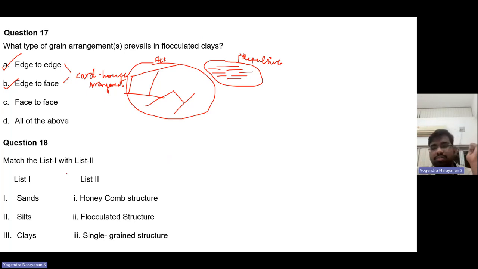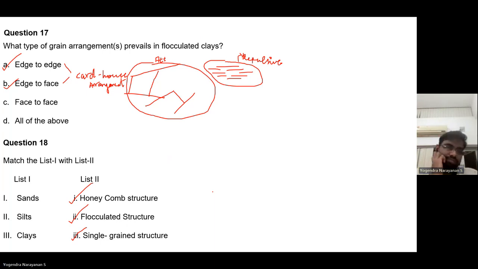Now, moving on to the next question. Match list one with list two. List one depicts the different types of soils, and list two their corresponding structures. Sands obviously is a single grain structure, as we saw earlier. Silts, as I mentioned earlier, is the honeycomb structure. And clays, which we have been discussing for the past two questions, is a flocculated structure.